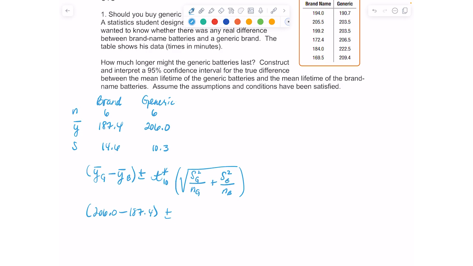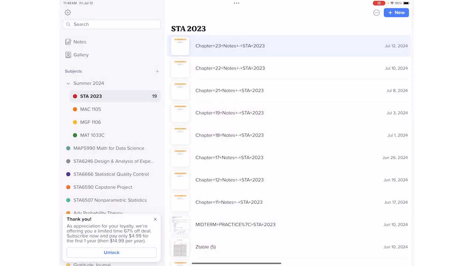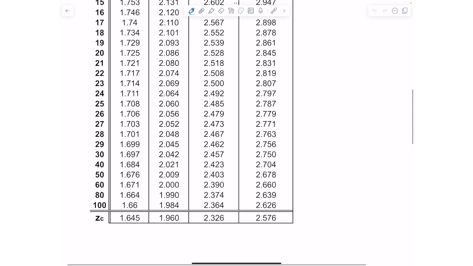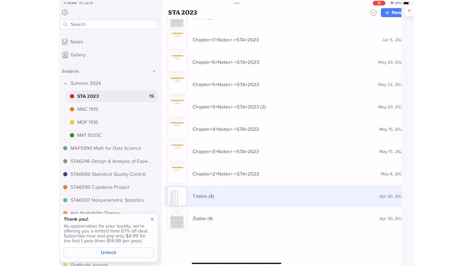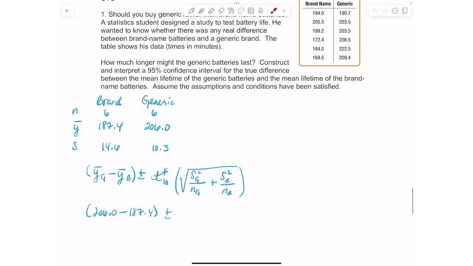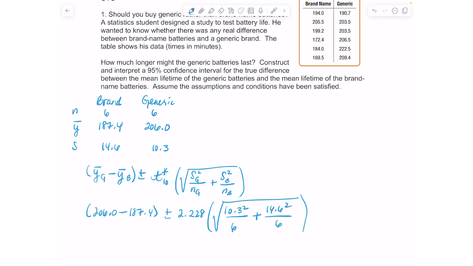Now I need to look up t star 10. So again, we're going to go to the t table and look under 95%, which is the second column there, and go down to my 10 degrees of freedom. So my critical value is going to be 2.228. Okay, so I've got 2.228 times, and now I'm going to plug in 10.3 squared over 6 plus 14.6 squared over 6.